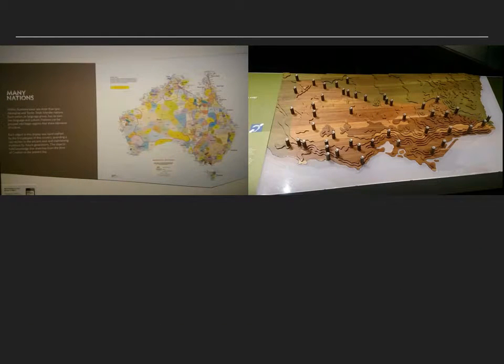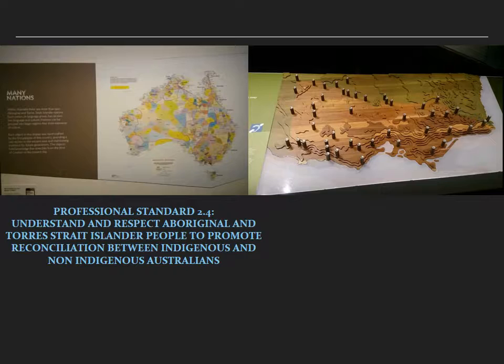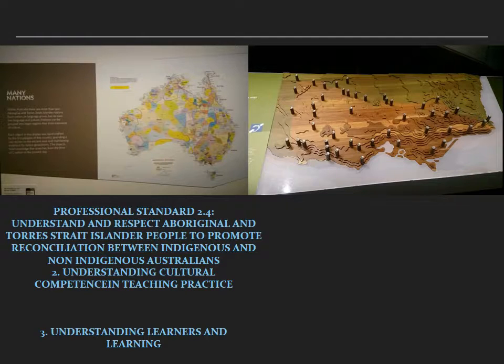Teachers and students will understand, respect, and celebrate Aboriginal and Torres Strait Islander people through Professional Standard 2.4: understand and respect Aboriginal and Torres Strait Islander people to promote reconciliation between Indigenous and non-Indigenous Australians, with Modules 2 and 3 as the focus areas.